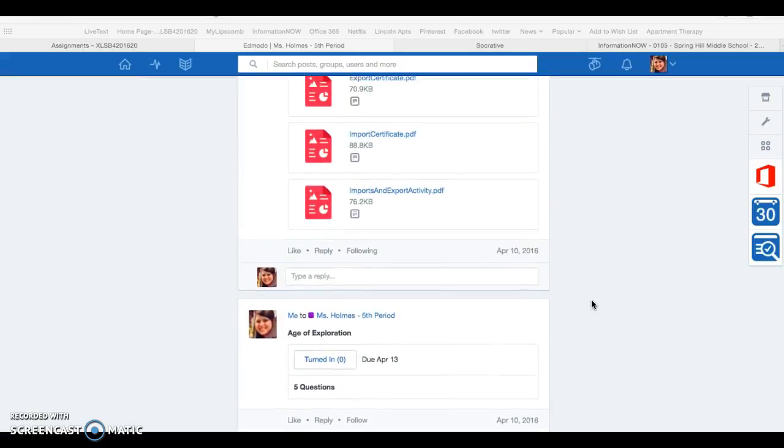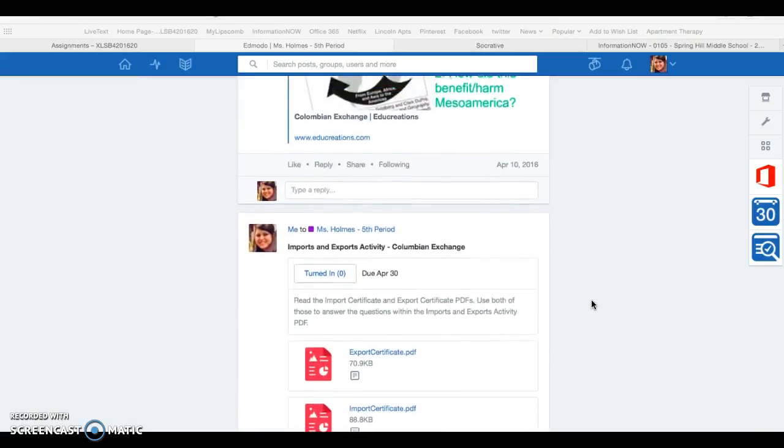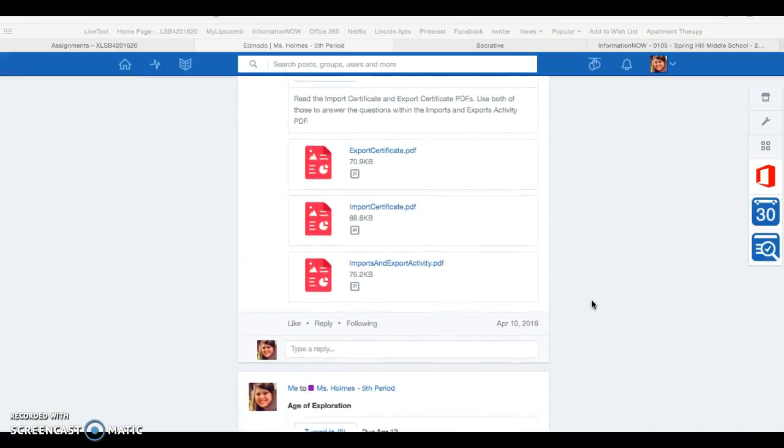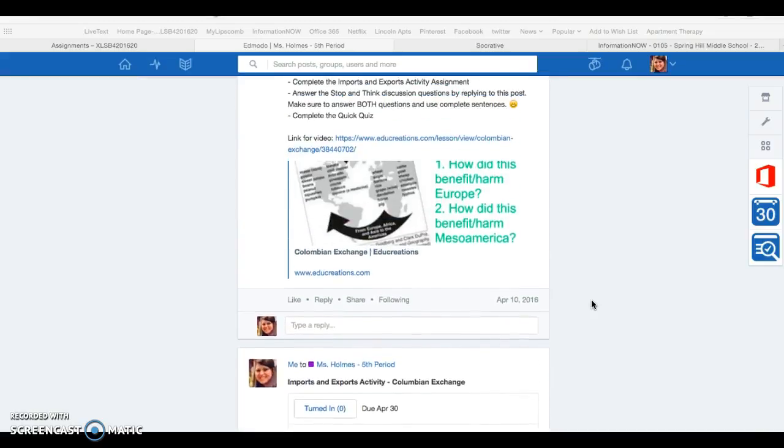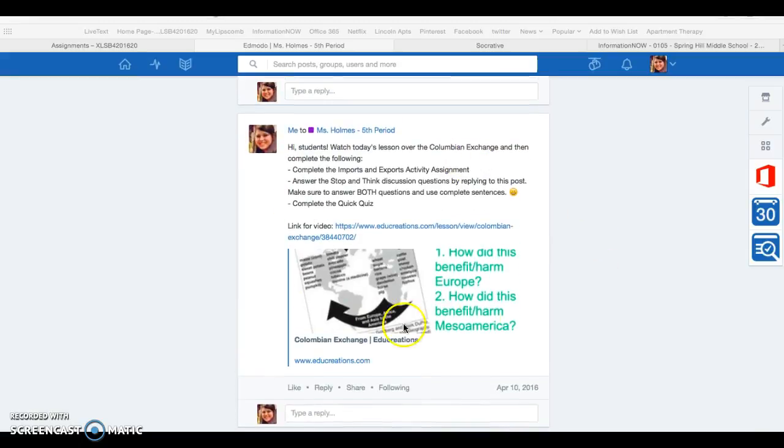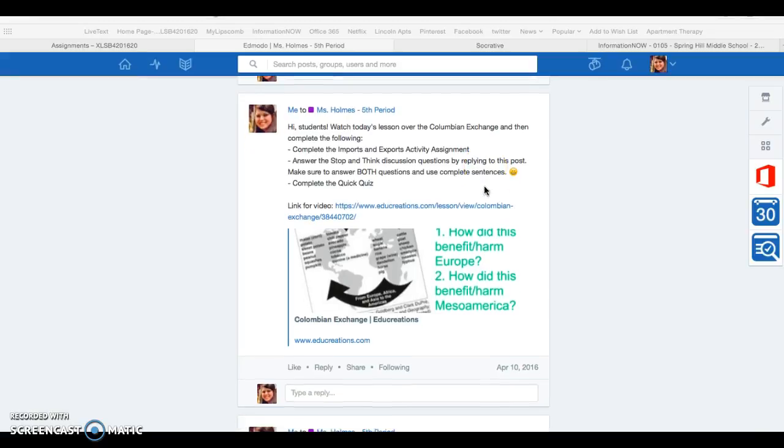The next thing that we do is, the students would have seen these posts in order. This was a lesson for them to do on here. This would have been the first post of that. They're supposed to watch today's lesson over the Columbian Exchange, and then they were completing a couple of activities. There's an imports and exports assignment. There are some discussion questions that they could answer by replying to this post right here.